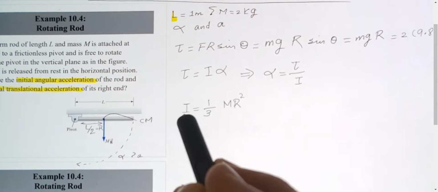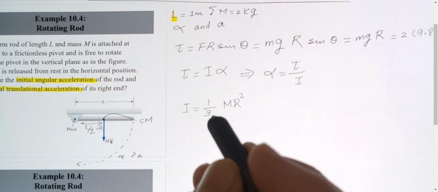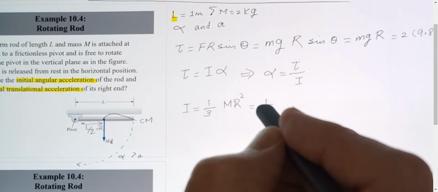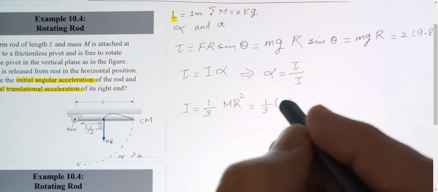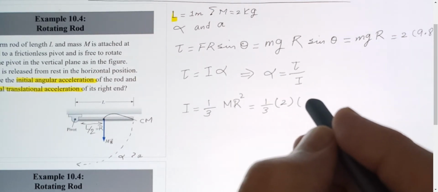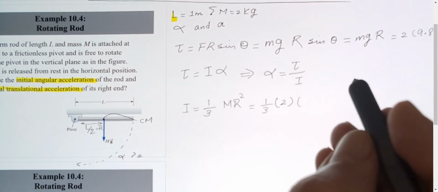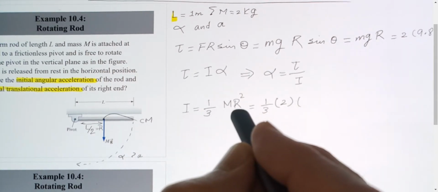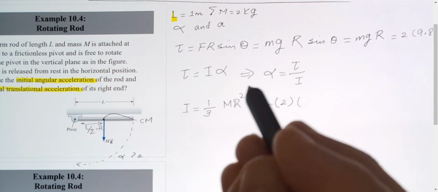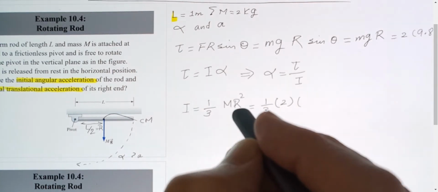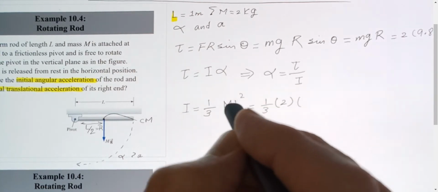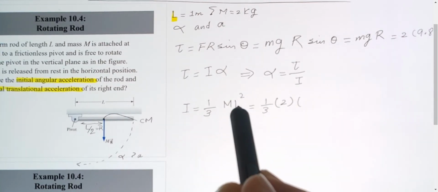So I here is 1 over 3 mass. In our situation mass is 2, and R here is, it's confusing. Let's just change it to L. Now here there is a difference.